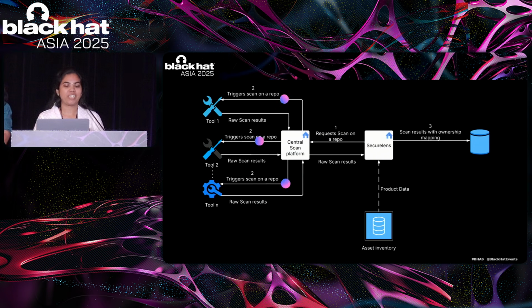This is how our centralized scanning system looks today. Our main program gets the product data from the asset inventory, and it requests the central scan platform to run scans on a certain repository. The central scan platform then initiates these scans, gets the scan results back from the tools, and sends these results back to the main program. The main program finally processes these results, maps the right owners, and stores this data in our central storage.